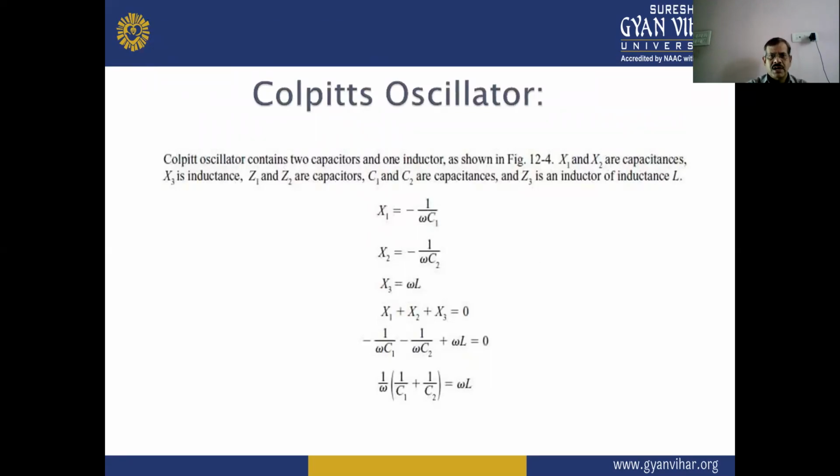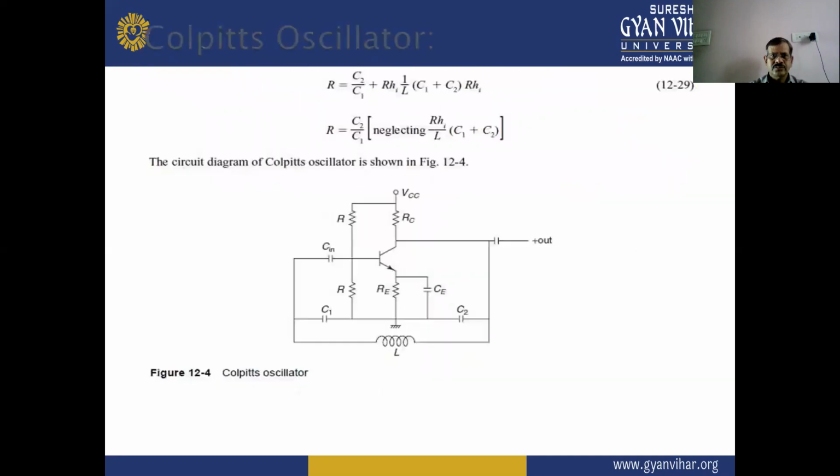Next one is the Colpitts oscillator. This is the circuit diagram of the Colpitts oscillator, in which two capacitances and one inductor are used in the feedback network. So the capacitors are C1 and C2, and the inductor is L1.